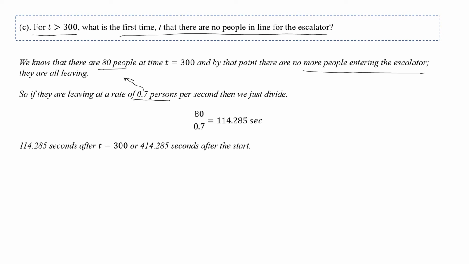80 people divided by 0.7 persons per second gives us 114 seconds. Keep in mind that's 114 seconds after t equals 300, the very end. So from the very beginning, we just add these two numbers, and that gives us 414.285 seconds after the start.